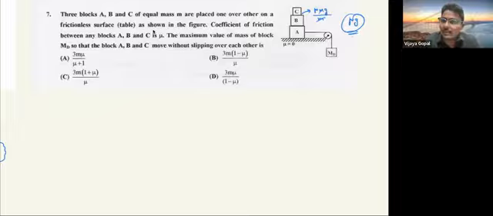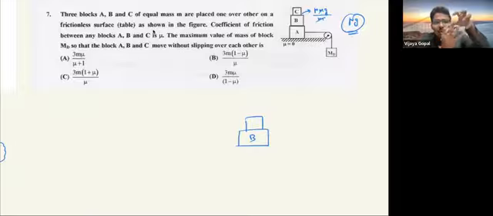Now I am telling that slipping should occur between A and B. For that I am asking the condition. So slipping is occurring between A and B. That means, tell me, these two I can take as one system or not. These two sliding has not happened yet. So these two I can assume like a single block. That means B and C I can assume like a single block, because they are not sliding.